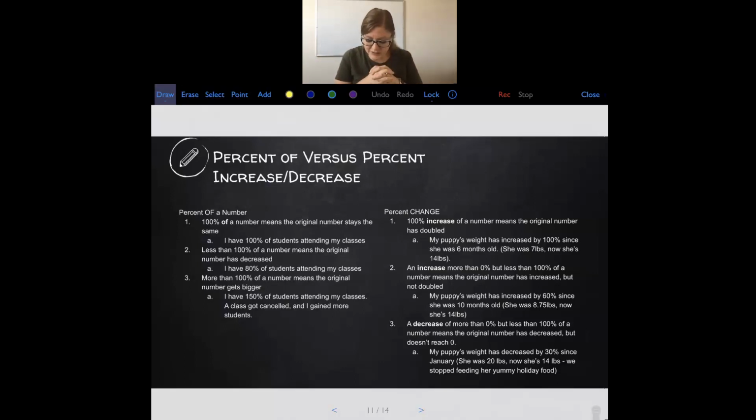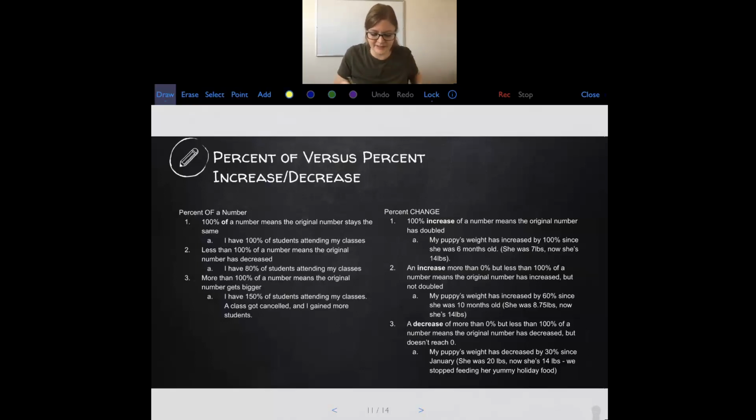A decrease of more than 0 but less than 100 means the original number has decreased but has not reached 0. My puppy's weight has decreased by 30% since January. She was 20 pounds, now she's 14 pounds. We stopped feeding her holiday food, let's say, okay, but a decrease of 30%. It didn't go down to 0, but the original number has decreased.